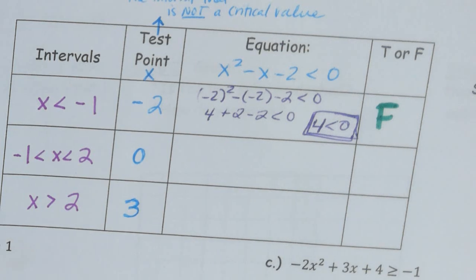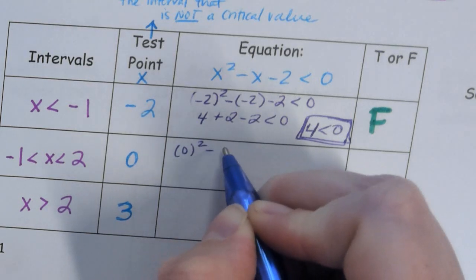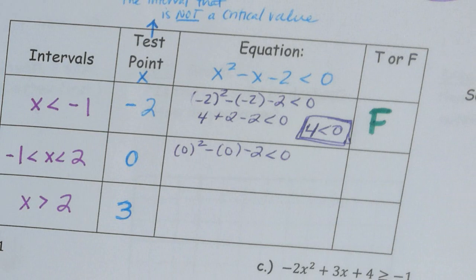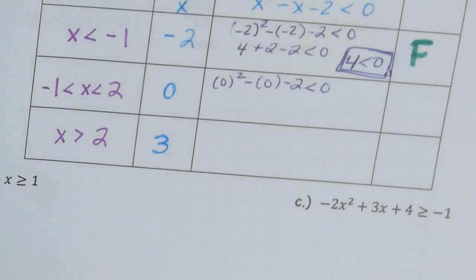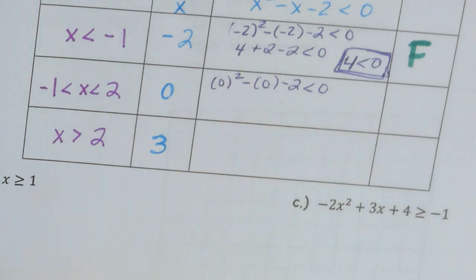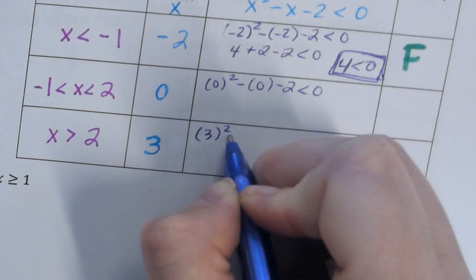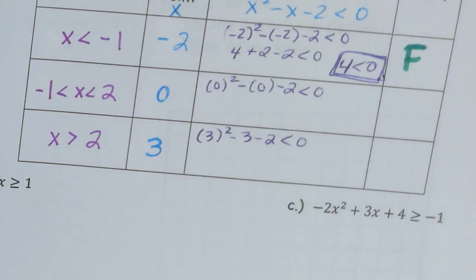Do you guys think you could plug in the 0 for this one and get the inequality? And then write if it's true or false, and then I want you to do the same thing for 3. So plug it in, evaluate. I'll call on a couple of you to help me.